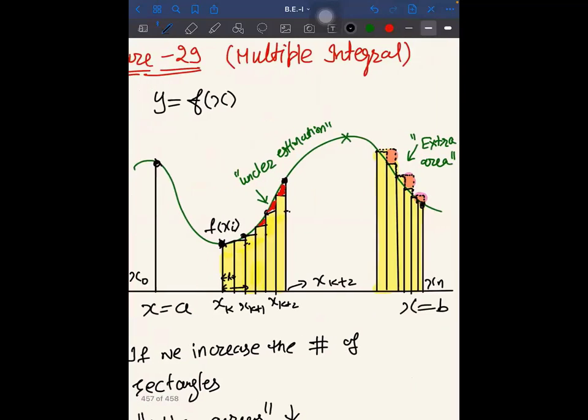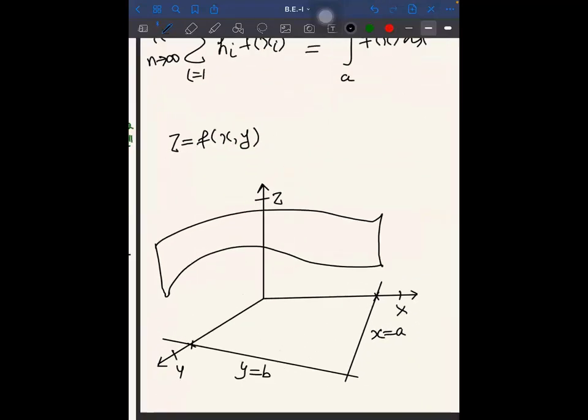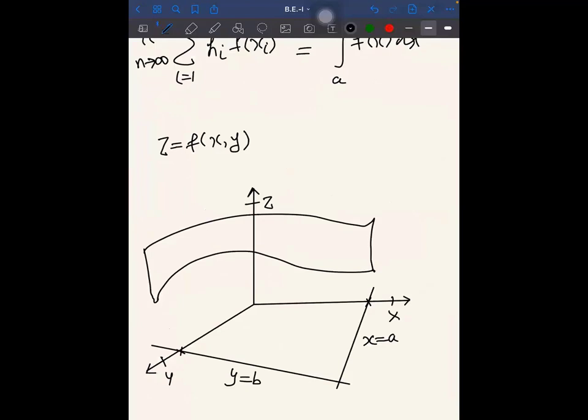In the same way, earlier we had one dimension, that's why we took x equal to a to x equal to b. And here we are talking about x equal to a to y equal to b. There may be some more boundaries as well, but I'm taking a simple case. So we divide this rectangle into small rectangles, this and this, and somehow we have achieved this thing, right?